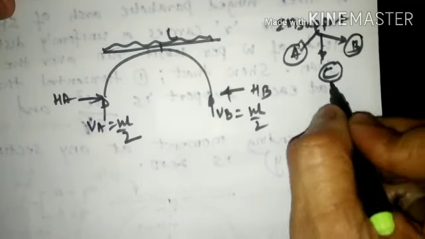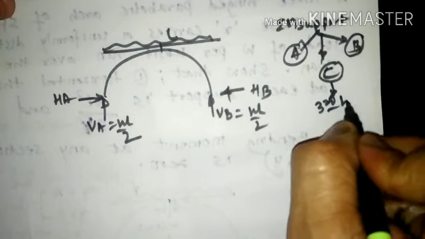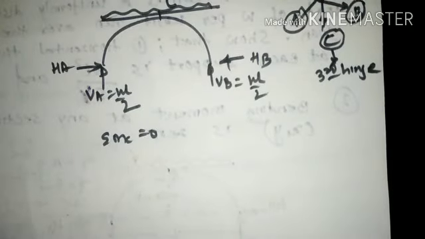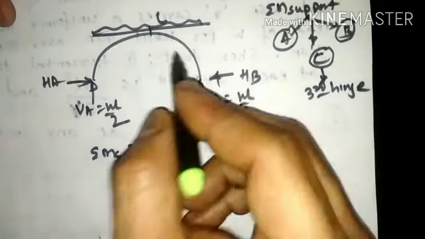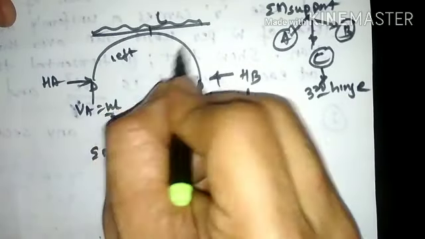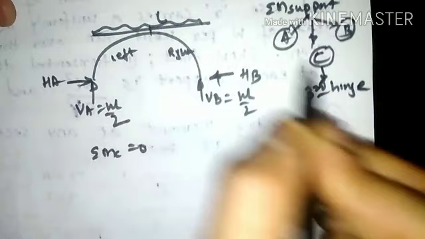For that reason, moment with respect to B is not calculated because the unknown VA has already been computed. Now the next task is to find the moment with respect to C, because C is the third hinge. So I shall consider moment with respect to C equal to 0. When I do this, there are two segments of the arch now. So A to C is the left side, whereas B to C is the right side of the arch.